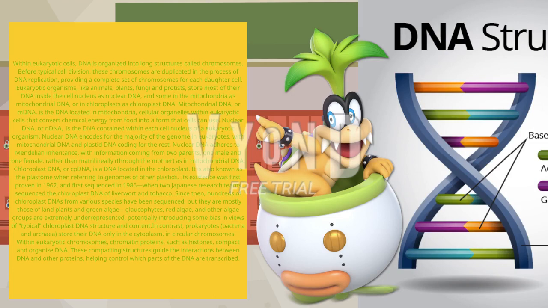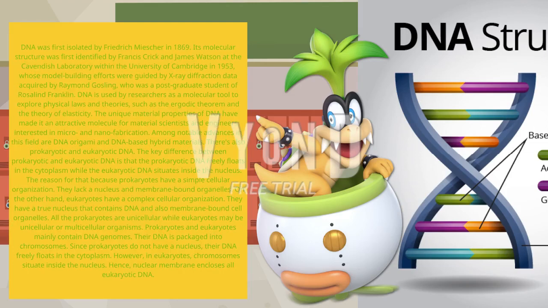In contrast, prokaryotes, bacteria and archaea, store their DNA only in the cytoplasm, in circular chromosomes. Within eukaryotic chromosomes, chromatin proteins, such as histones, compact and organize DNA. These compacting structures guide the interactions between DNA and other proteins, helping control which parts of the DNA are transcribed.